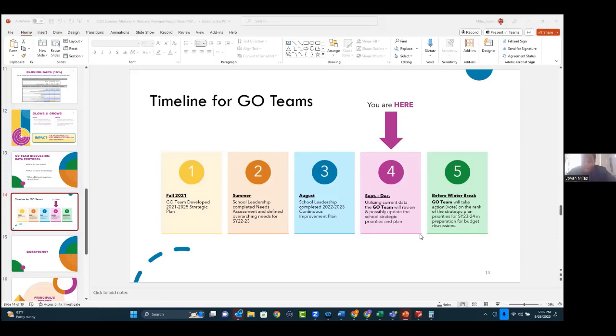Okay, timeline for GoTeams. So hearing no objections or changes, the final version of that plan will go to APS, and we will work that plan this year. Now, Slater being a purpose-built school, we function slightly differently when it comes to budgeting. So GoTeam's supposed to have input on our Title I budgeting.